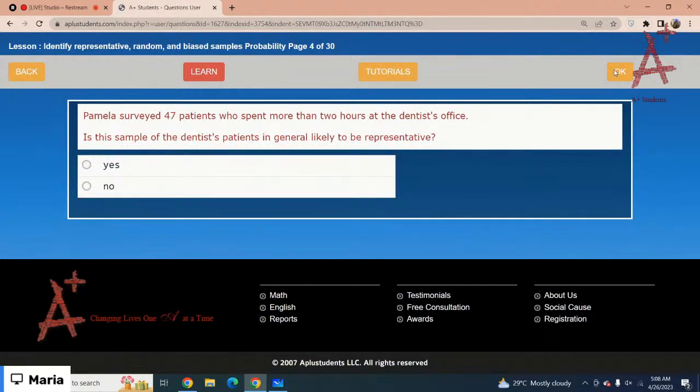Okay, Pamela surveyed 47 patients who spent more than 2 hours at the dentist's office. Is the sample of the dentist's patients likely to be representative? No, this is not representative. Got it? Because in a representative sample, the people or items chosen accurately reflect the group as a whole. So, since the patients who spent more than 2 hours might not be similar to the other patients, it is a biased sample, not a representative one.